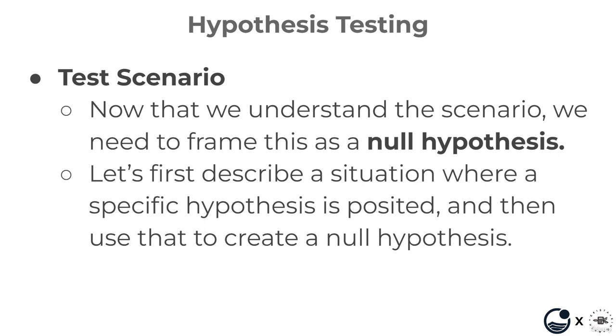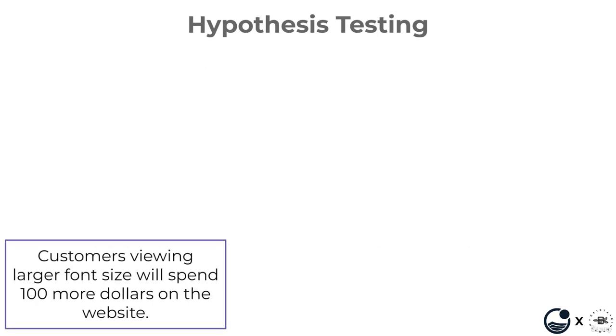So now that we understand the scenario, let's frame this so that we slowly build up to the definition of a null hypothesis. I'm going to describe a situation where a kind of silly but very specific hypothesis is posited, and then we're going to use that to build our understanding of rejecting and failing to reject a null hypothesis. So let's imagine that I'm going to build up to a hyper-specific hypothesis. I'm going to say customers viewing larger font size will spend $100 more on the website.